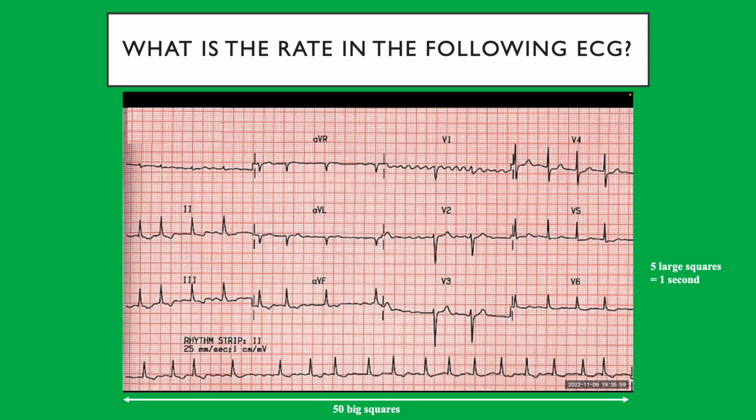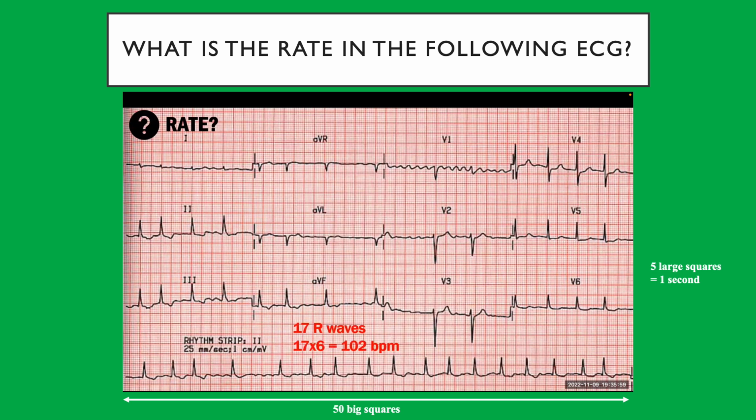Multiplied by 6. What are you using? All of them. All of them multiply by 6. Okay, all of them are 10 seconds. Yes, add a 0. So 50 big squares, 10 seconds. Multiply by 6. So how many R spikes do you see? 17 R waves times 6. 17. Okay, good. So you're getting it.